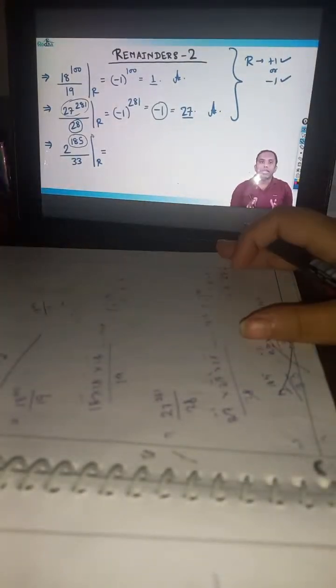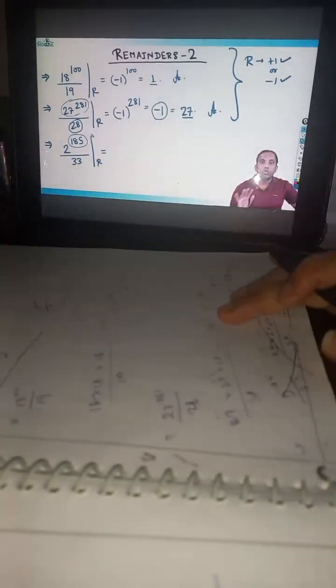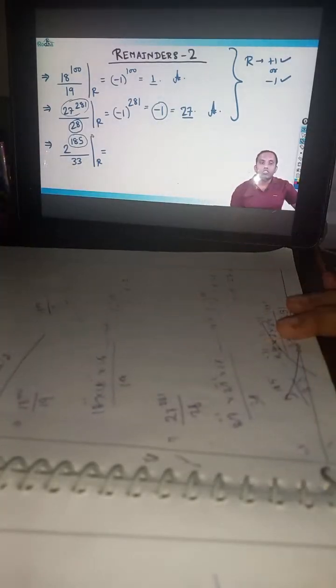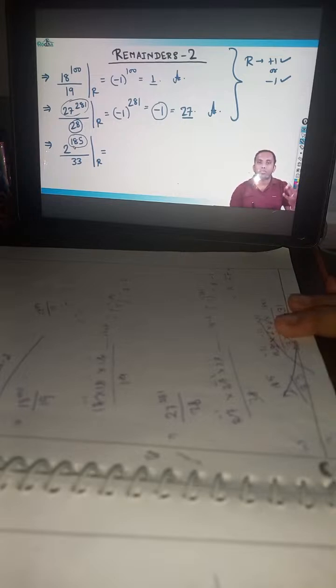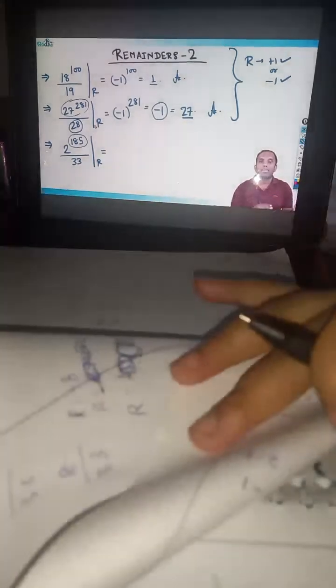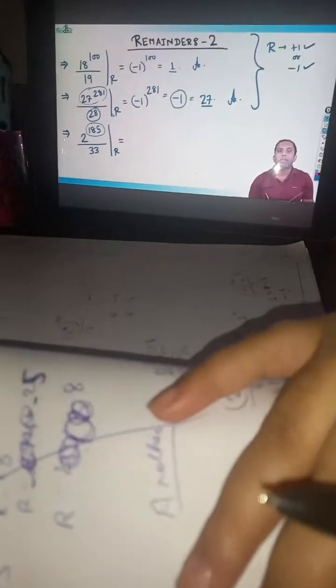So 2 raised to 185 divided by 33, remainder. I have to search here for the powers of 2 and 33, when I'll get a remainder of plus 1 or minus 1. I have to look for a few powers of 2 that, divided by 33, give remainders of plus or minus 1. Obviously till 2 raised to 4 is 16, there's no chance, because 2 raised to 1, 2, 3, 4 are all much less than 33. So I will never get a remainder of plus or minus 1.